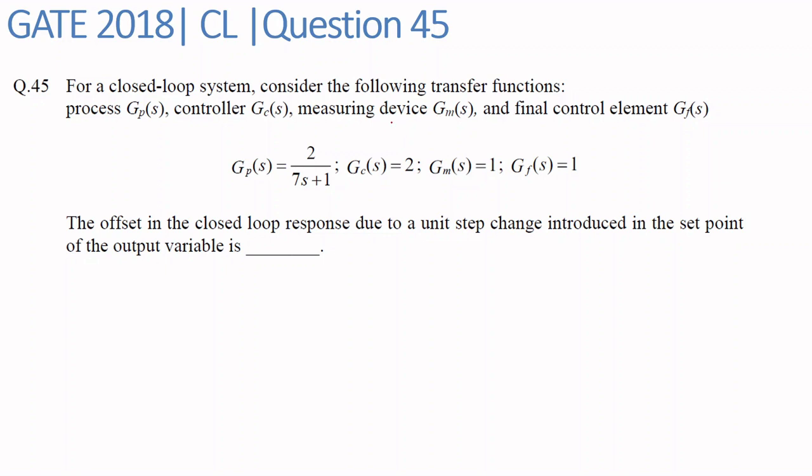And corresponding to each element of this closed loop, we have been given the transfer functions: GP(s) = 2/(7s+1), GC(s) = 2, the measurement GM(s) = 1, and the final control element GF is 1. So the question is, the offset in the closed loop response due to a unit step change introduced in the set point of the output variable is dash. So for this closed loop system, we have to find the offset in the output variable if we are introducing a unit step change.